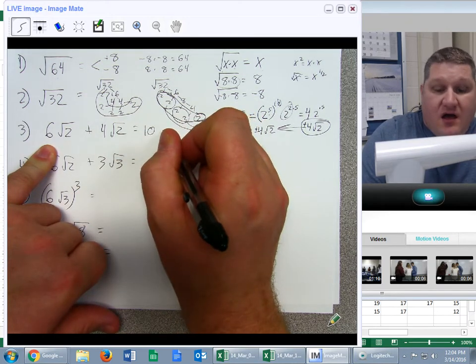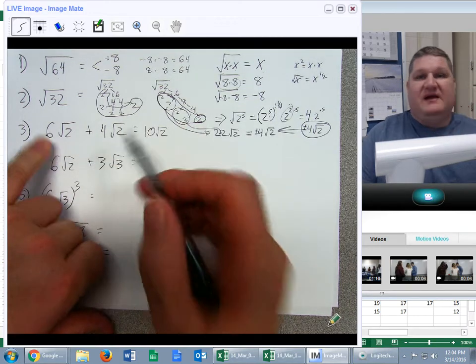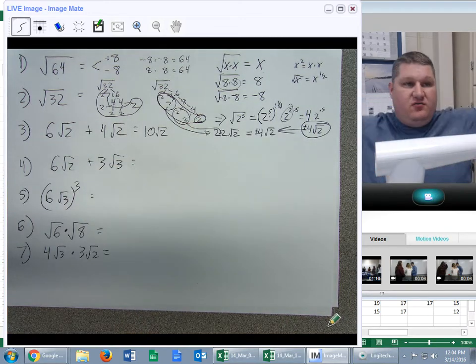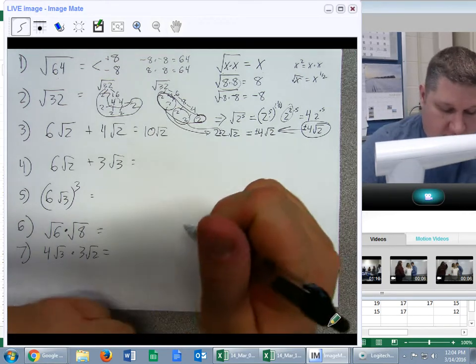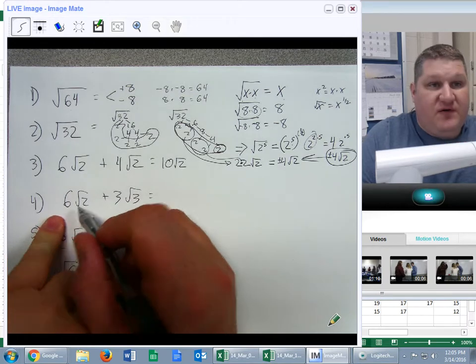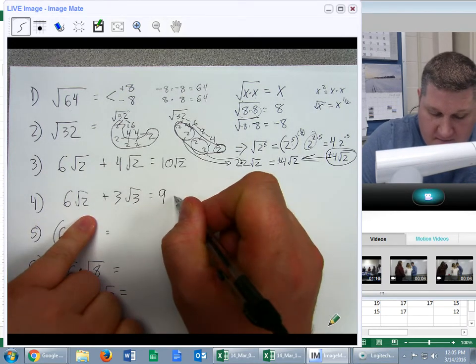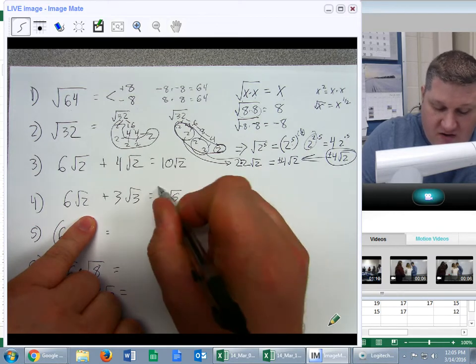10 root 2's. Because I have 6 root 2's plus 4 root 2's makes a total of 10 root 2's. Okay, that makes sense then, doesn't it, folks? Now, what are we going to do down here for number 4? Answer is 9 root 5?